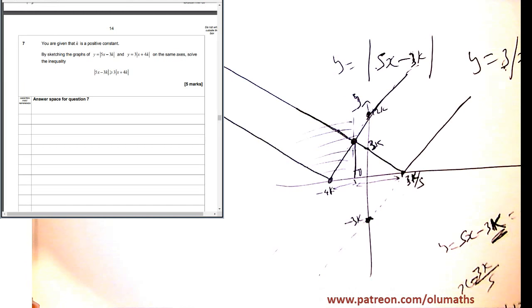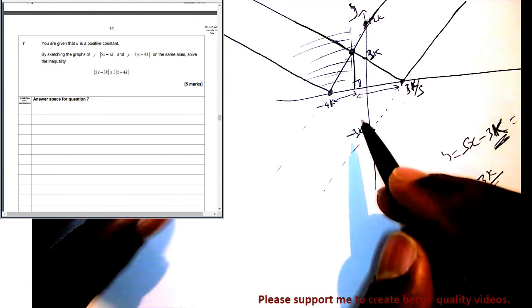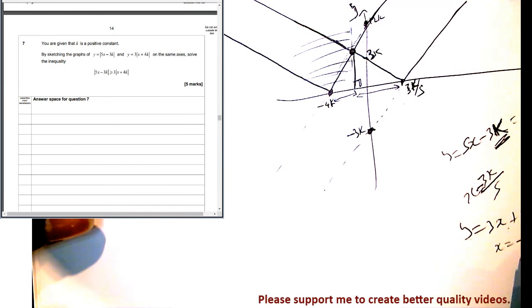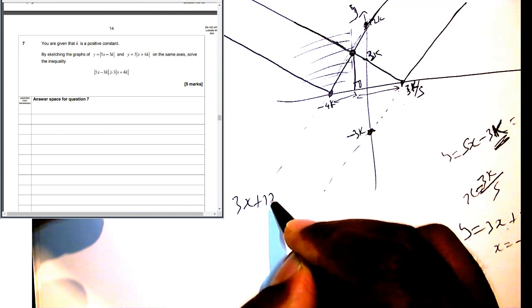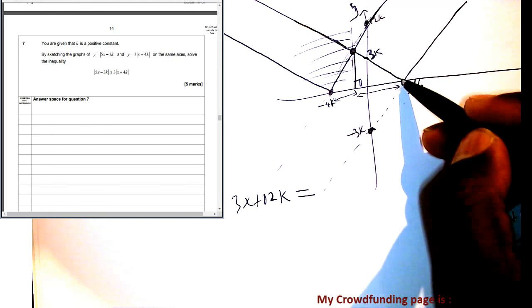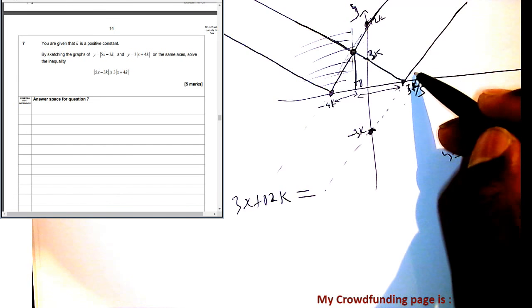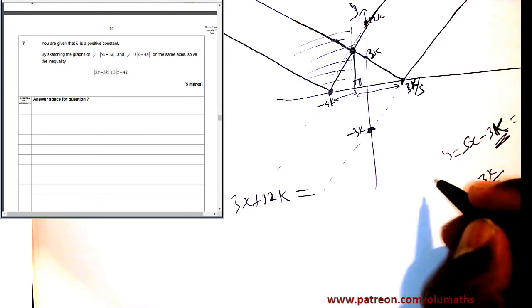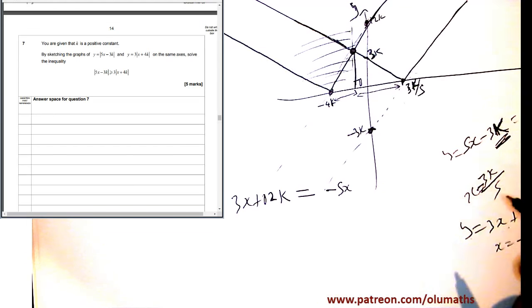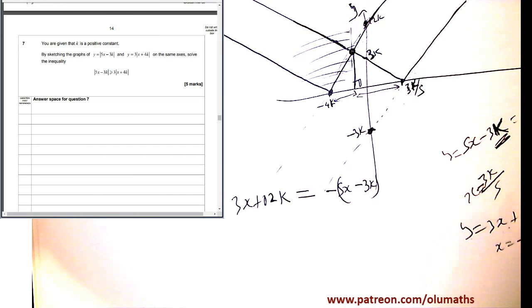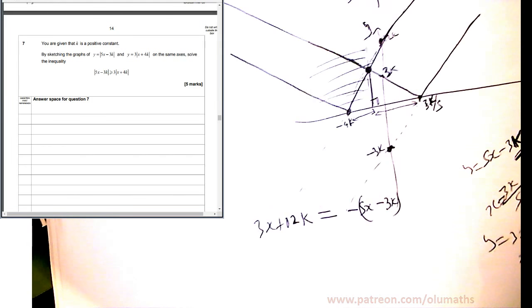But I would say we would solve this analytically by saying, what was the equation of this line? That was the line 3x plus 12k, right? So that was 3x plus 12k equals, what was the equation of the line here? Well, this particular line was 5x minus 3k. We only reflected it on that side, so that means it's the negative of what it should have been. So minus 5x plus 3k, so negative outside that. Now that's what should be equal to that.